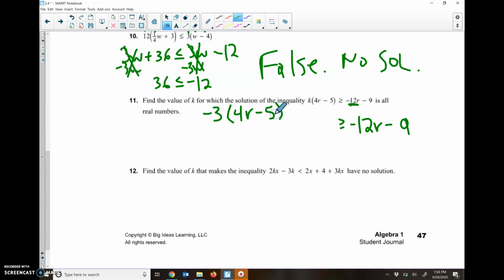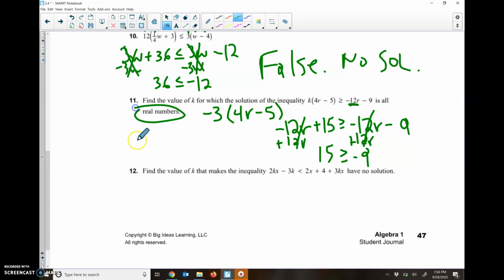So kind of some deductive reasoning there. I know I need them to be both a negative 12r on both sides, so I need to put in a negative 3 there. I'll kind of show you how that works out then. Negative 3 times positive 4 is negative 12. Negative 3 times negative 5 is a positive 15. And so there we go. Our r's are going to end up canceling. And so I'm left with 15 is greater than negative 9. And that is true. 15 is greater than negative 9. So we have our answer is true, and it is infinitely many solutions.